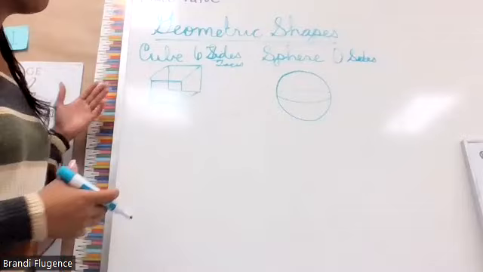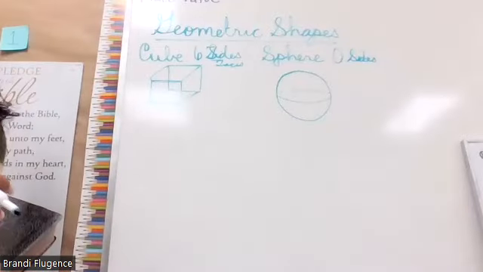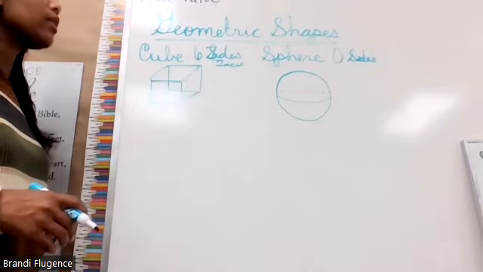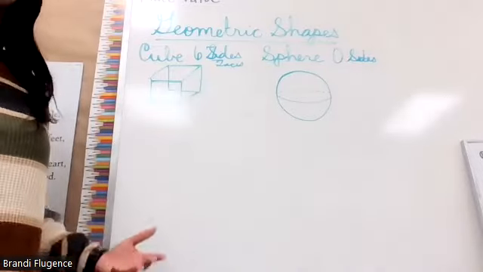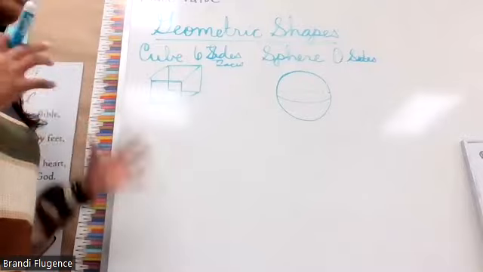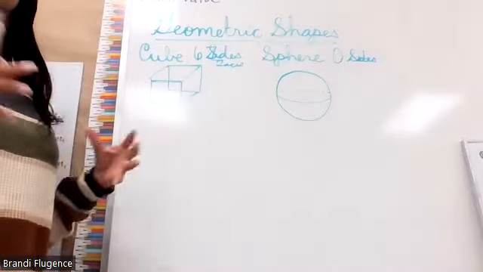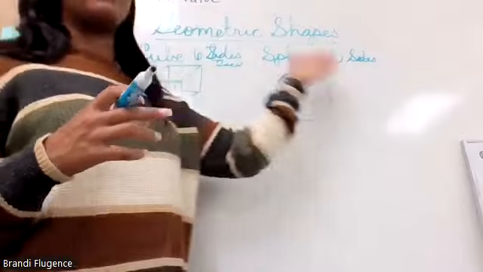Okay, so these are geometric shapes, and we'll be learning a few of them over the next few weeks. The cube and the sphere are our first two. A cube is similar to a square, except it's 3D, so it has sides. And then a sphere is similar to a circle, a ball, but it has 0 sides.